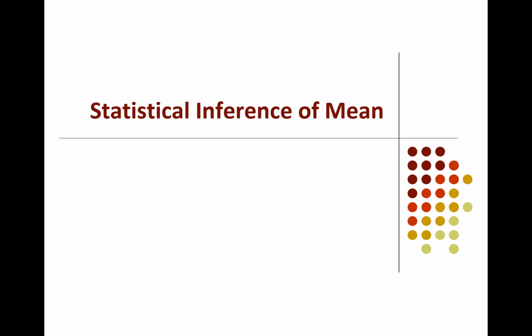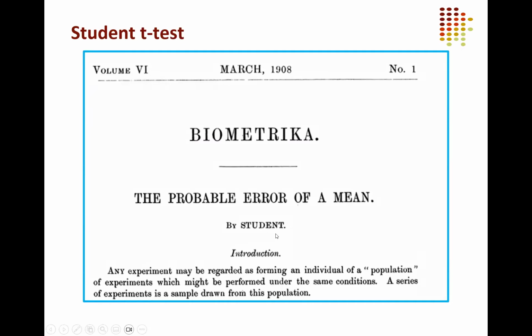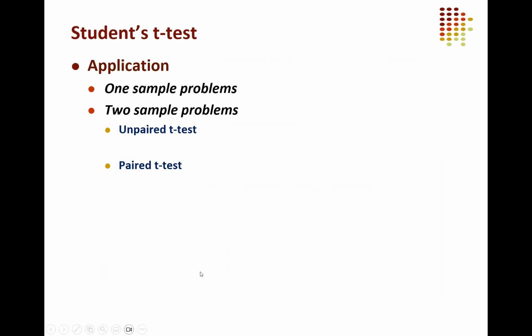In this lecture, we will discuss the examples in which we say the variances are known to be compatible or they are known to be different. So let's see how we proceed. Okay. So the applications are one sample problems and two sample problems. And in two sample problems, we will talk about one example for unpaired t-test and one example for paired t-test.